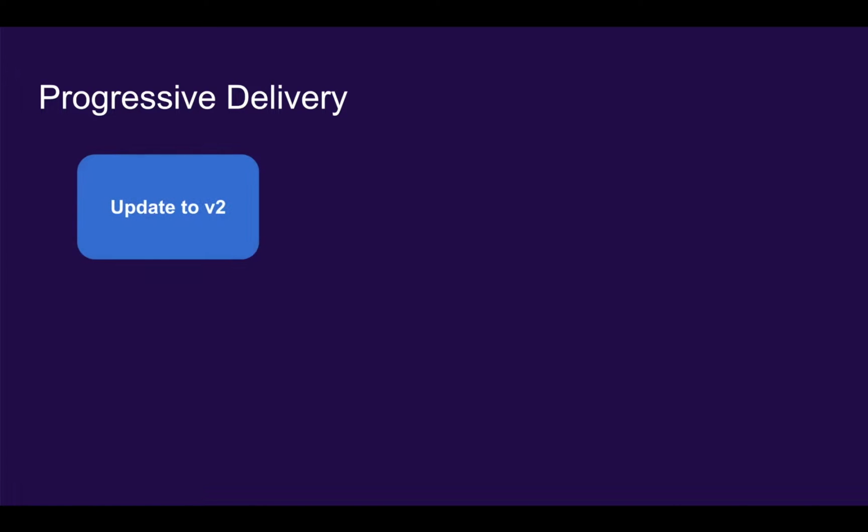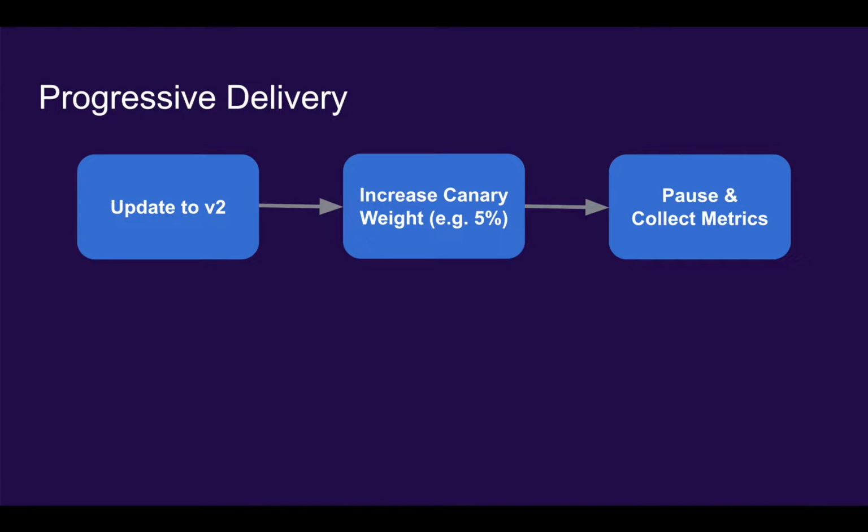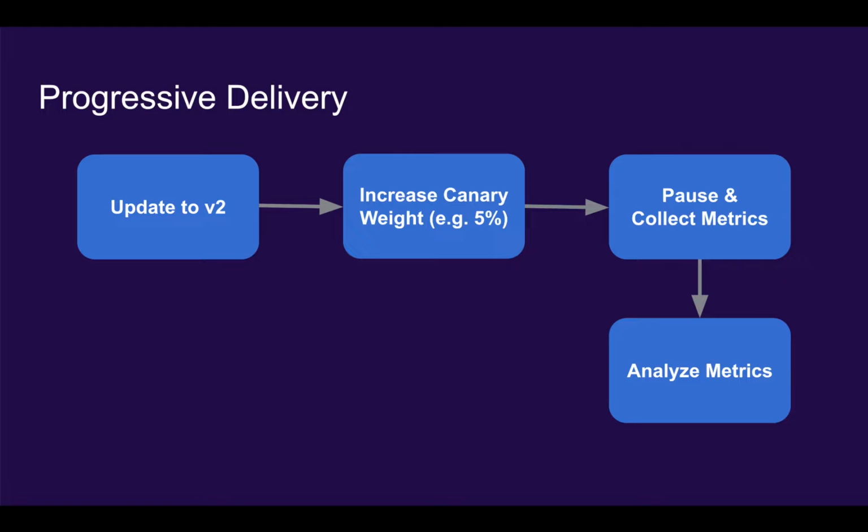Let's say we want to deploy version 2 of our application. After updating our spec, Rollouts can expose a small percentage of traffic to that new version, let's say 5%. The controller then waits while metrics are collected on the application behavior after the update. Next, those metrics will be analyzed to determine whether or not the change is causing any problems.